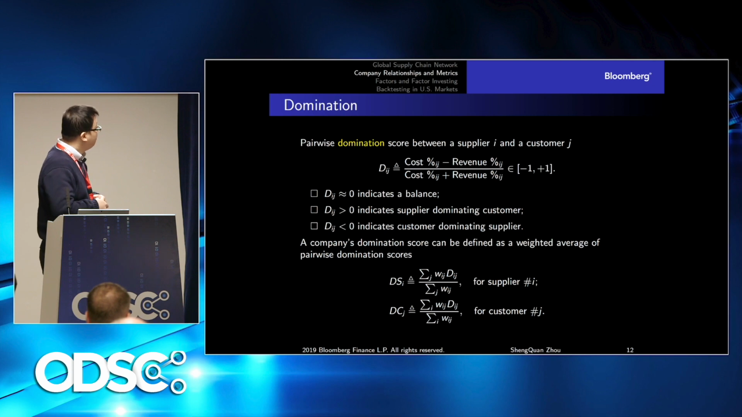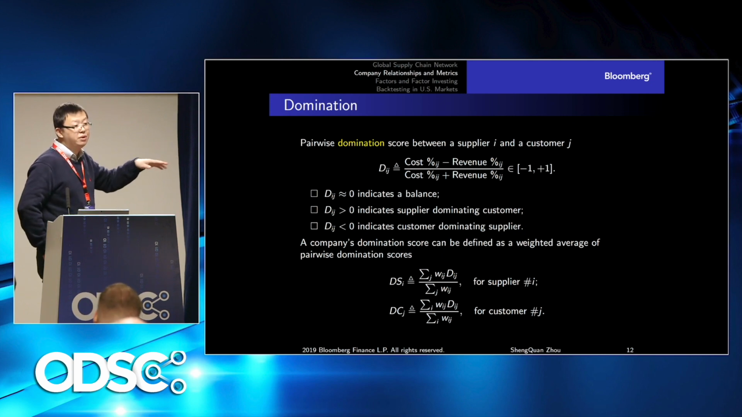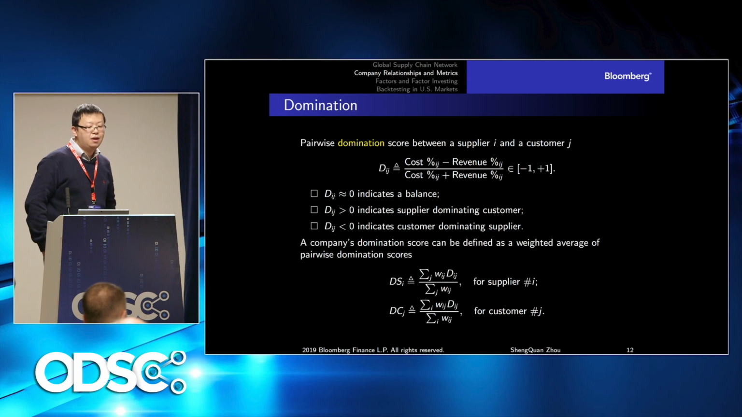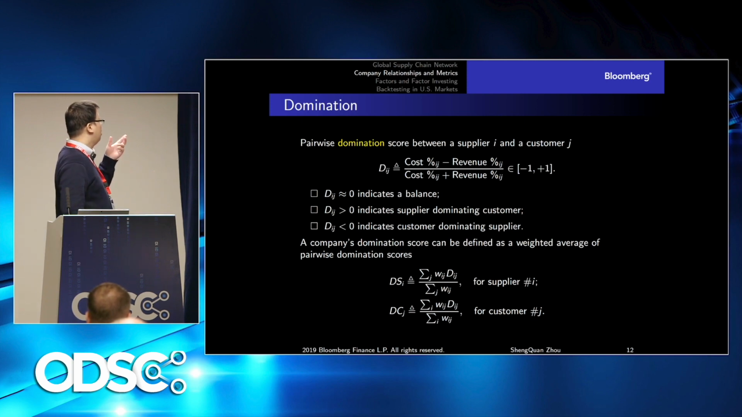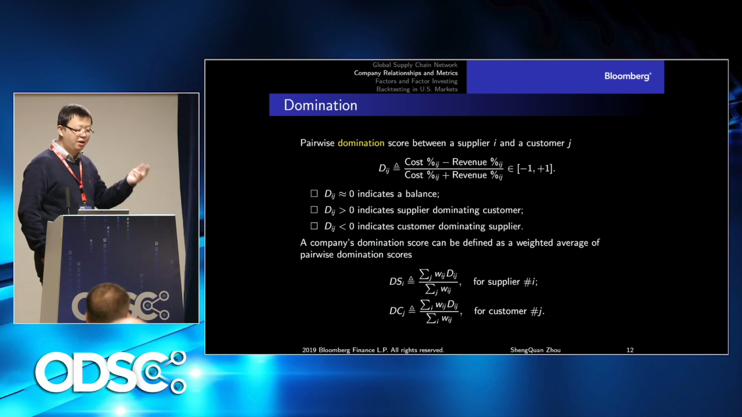And similarly, revenue percentage ij means from the supplier's perspective, what's the revenue generated from this customer as a percentage of my total revenue, right? And you define this ratio accordingly. And this number is between -1 and +1. And we interpret dij around 0 as a kind of balanced relationship. And the large positive value means supplier is dominating the customer, and analogously, a negative number means the customer is dominating the supplier. Just think about it.